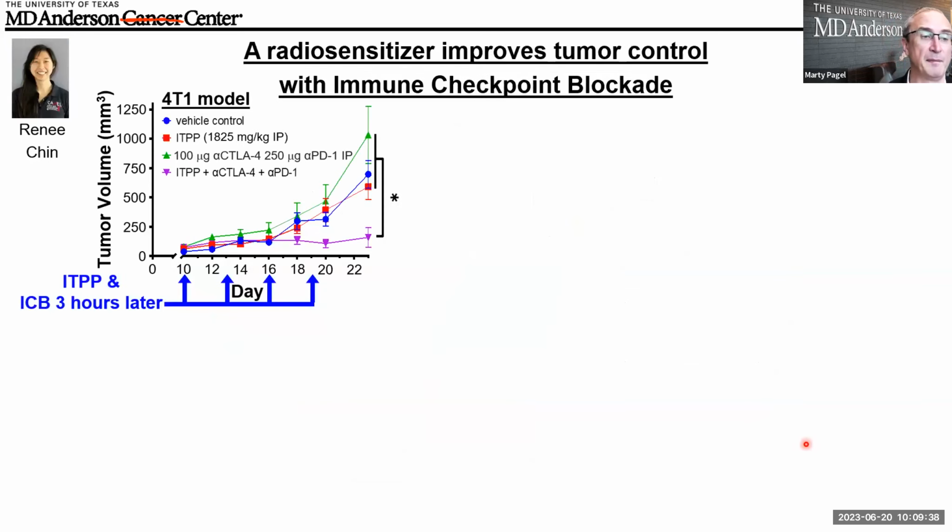So is this useful? Well, yeah, here's a study where radiosensitizers can actually improve immunotherapy. And we often think of radiosensitizers only for radiotherapy, but by reoxygenating a tumor in this particular case, and then applying a combination of antibodies, immune checkpoint blockade antibodies, or ICBs, then you do get a better tumor control in these mouse models.